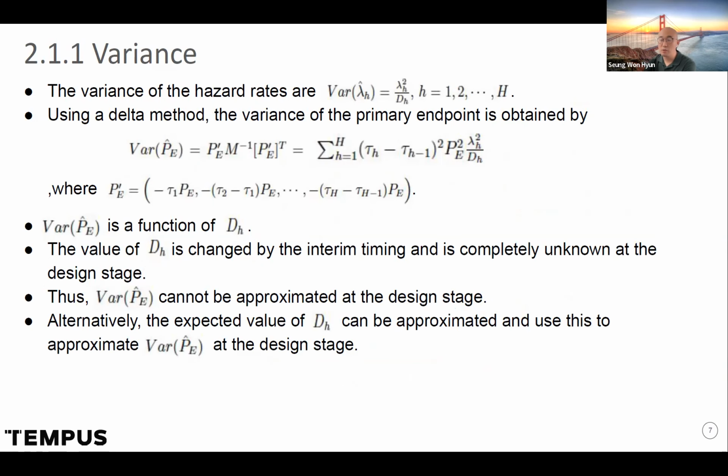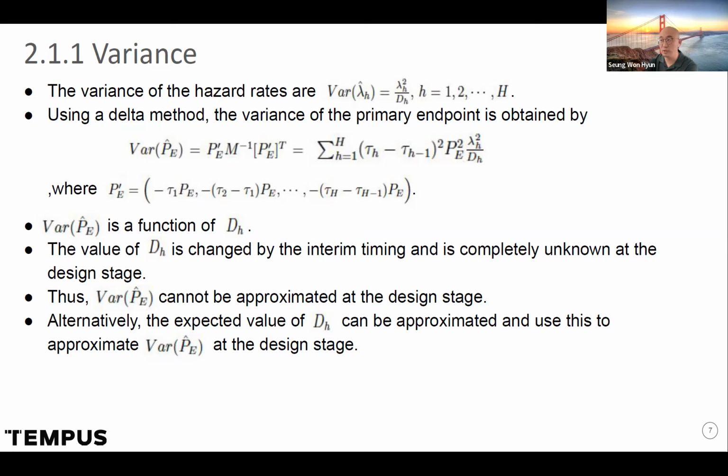From that information matrix, by taking the inverse, we can get the variance of the hazard rate. The variance of the hazard rate is lambda H squared divided by D H, where lambda H is the hazard function for the time interval, and D H is the total number of observed events for the time interval H. The primary endpoint is a function of the hazard rate. So using the delta method, the variance of the primary endpoint can be obtained by the equation in the second bullet: the summation over H from 1 to capital H of the width of the interval squared, times the primary endpoint squared, times the variance of lambda H hat.